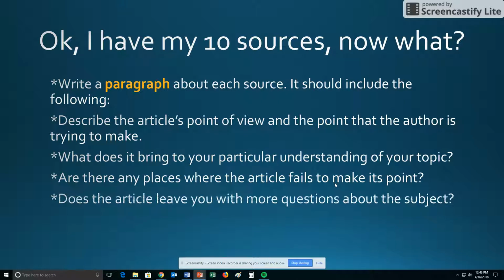Now, does the article leave you with more questions about the subject? Hopefully it should, because you're trying to expand your knowledge on your topic. You have a basic understanding of your topic, I would hope, but by reading more about it, you should have some more questions. I didn't think about that, or what about this, or maybe this would be a good solution. That's what you're looking at there.